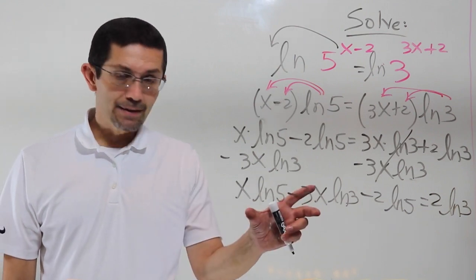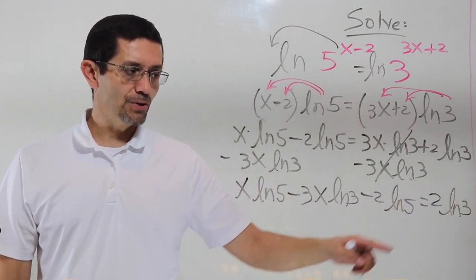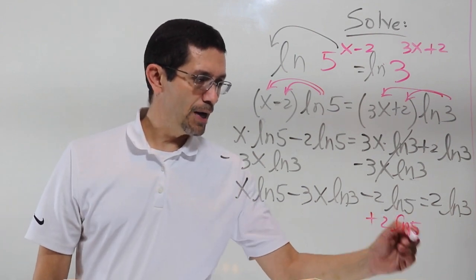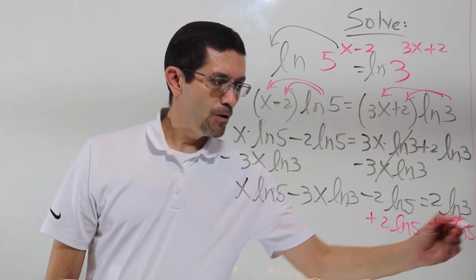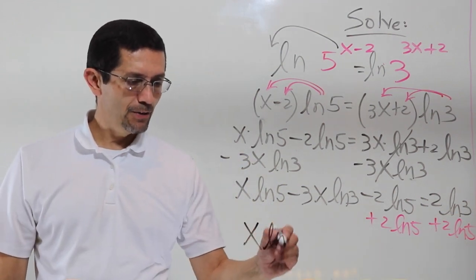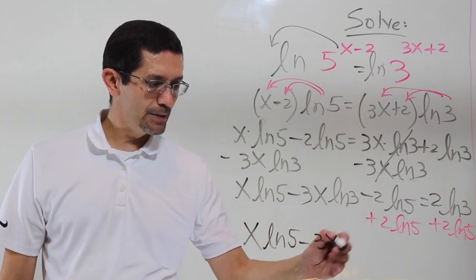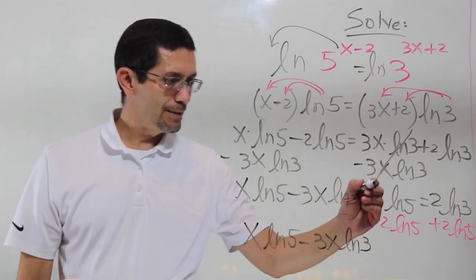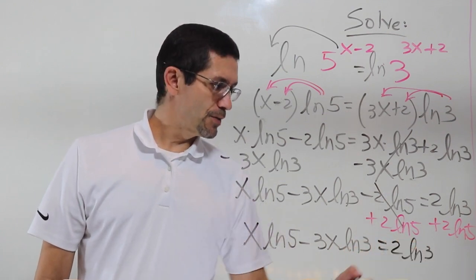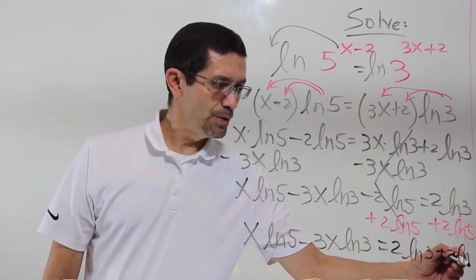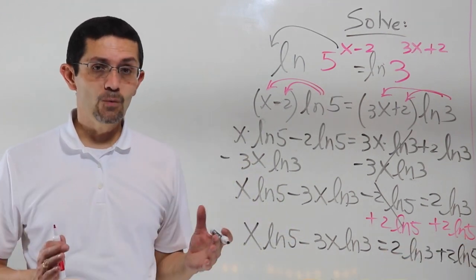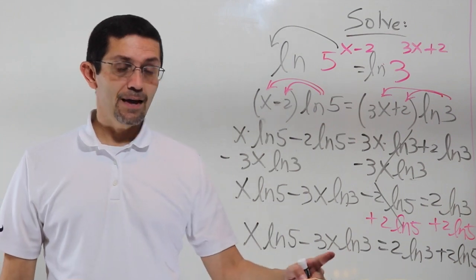Same idea. I have my x's on this side. Let's get rid of that to the other side. So I'm going to add plus 2 ln of 5 on both sides. So what I have is x ln of 5 minus 3x ln of 3, the other cancels, equals 2 ln of 3 plus 2 ln of 5. All right, and we're almost there. Now what? X is here, x is there.